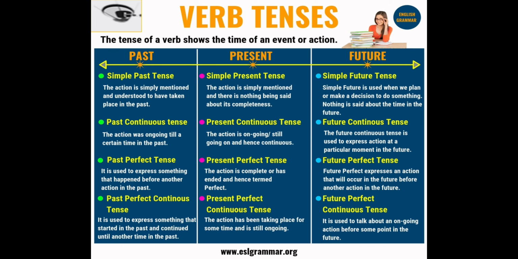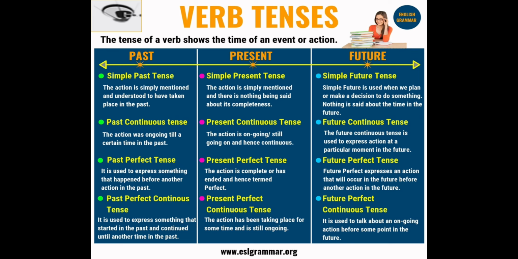Coming to present tense, simple present tense: the action is simply mentioned and there is nothing being said about its completeness. Present continuous tense: the action is ongoing or still going on and hence it is continuous. Present perfect tense: the action is complete or has ended and hence termed perfect. And present perfect continuous tense: the action has been taking place for some time and is still ongoing.